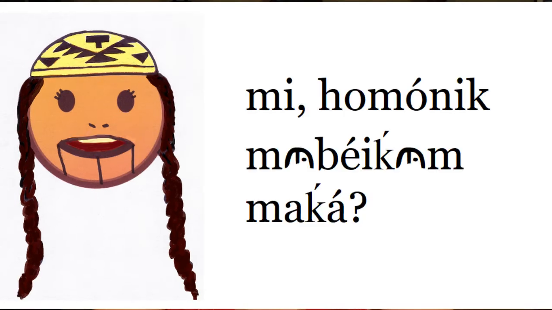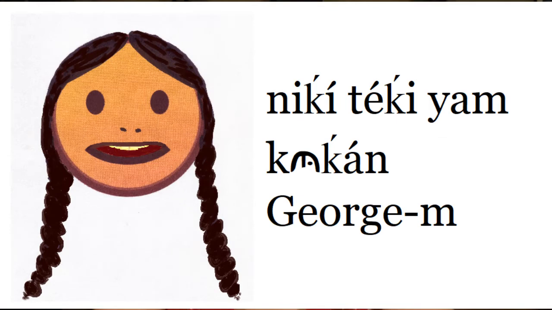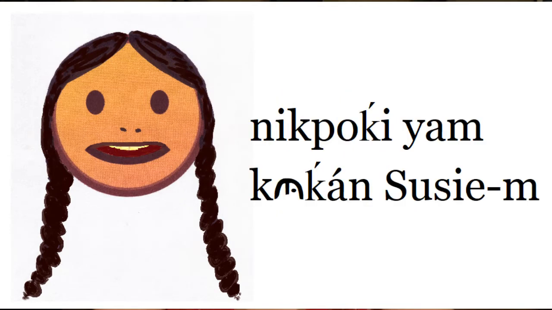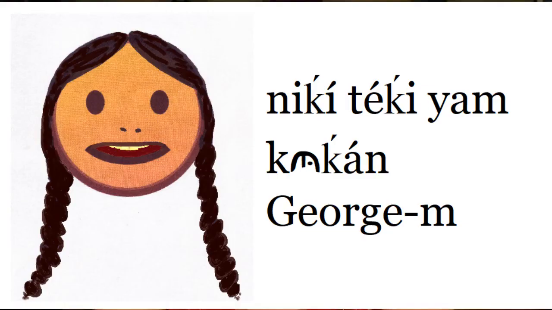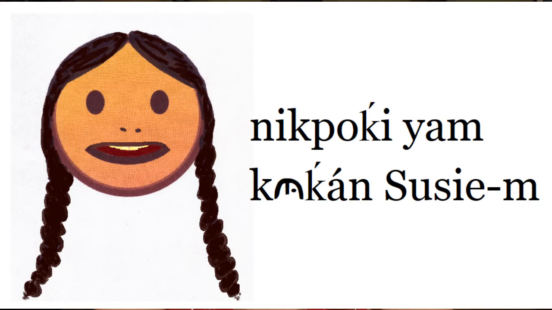Mi homonik mabekan maka. Homonik is a question word meaning whose. She's asking, whose father are you? Repeat, homonik mabeka maka. Whose father are you? Nikki teki yan kakan Georgium. Nik poki yan kakan Susim. You can say Susim and Georgium if you want to be extra correct, adding the M. He's telling her his son's name and his daughter's name. Let's repeat again. Nikki teki yan kakan Georgium, Nik poki yan kakan Susie.